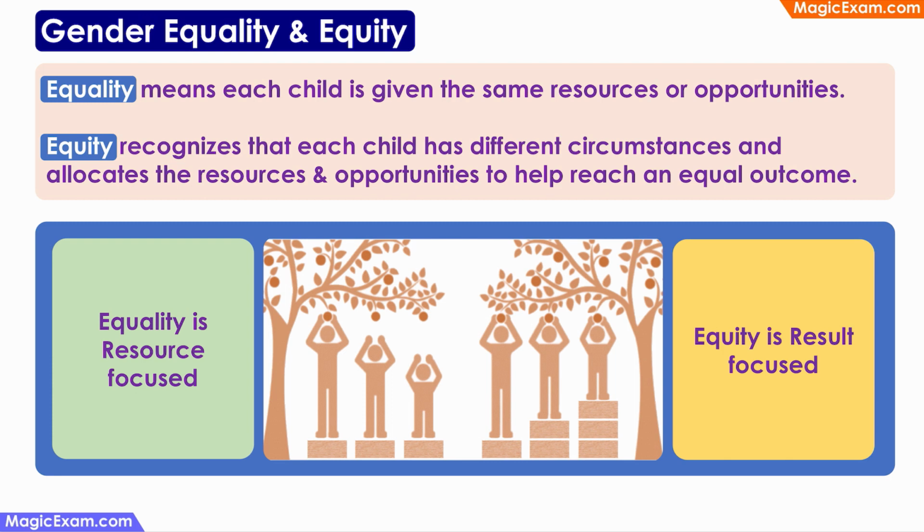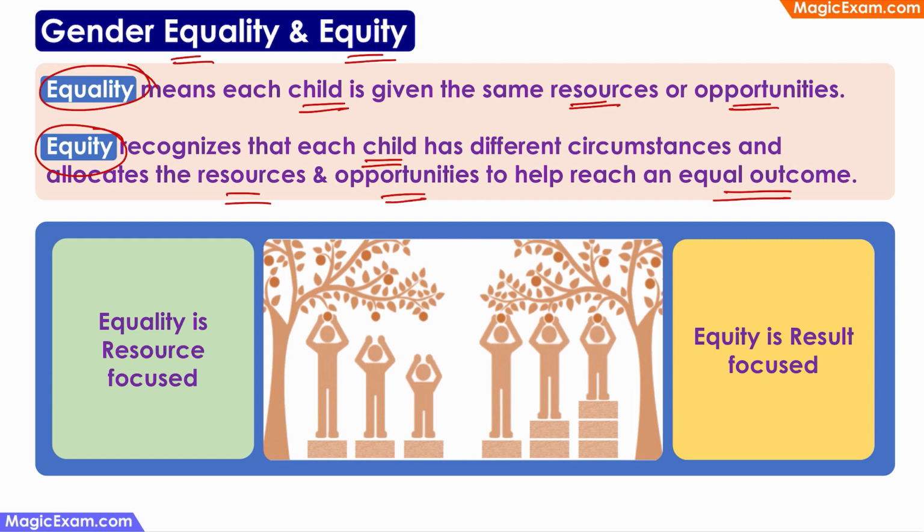The two other terms that you may see in some of the questions are gender equality and gender equity. Equality means that you are giving all children, irrespective of whether they are male or female, the same resources and the same kind of opportunities. Whereas gender equity means that you recognize that every child has a different circumstance and you are giving as many resources and opportunities as required to make sure that they reach the same outcome or an equal outcome. So equality is process focused or resource focused, whereas equity is outcome focused or result focused.